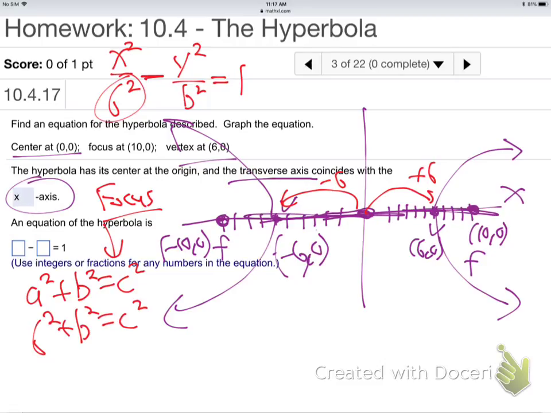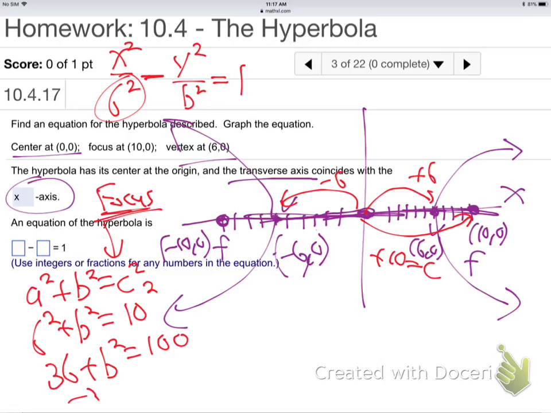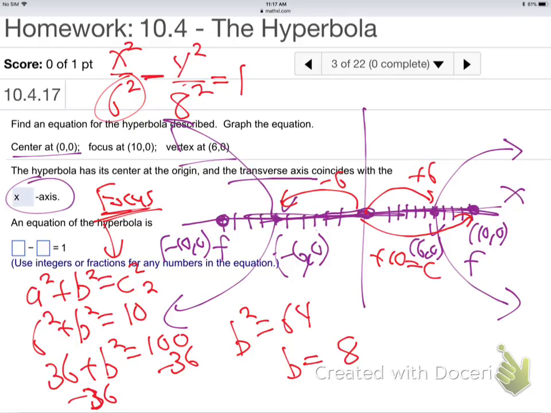And what's c? C is always the focus. Where's the focus? 10. C is 10, that's the focus. So that's 36 plus b squared is 100. Minus 36, b squared is 64. B is 8. Put the b in, it's 8. We got the equation. We're done.